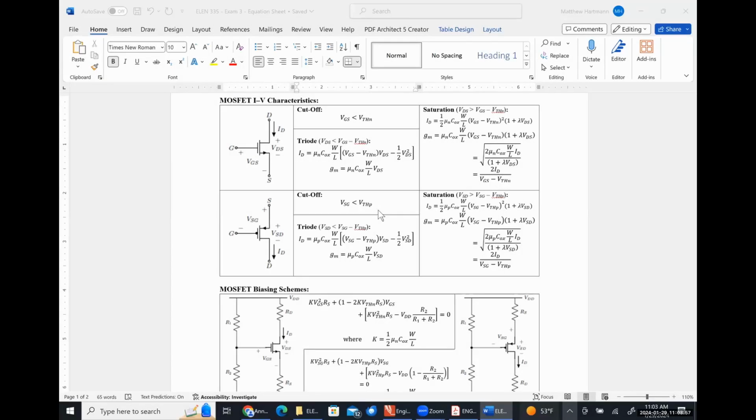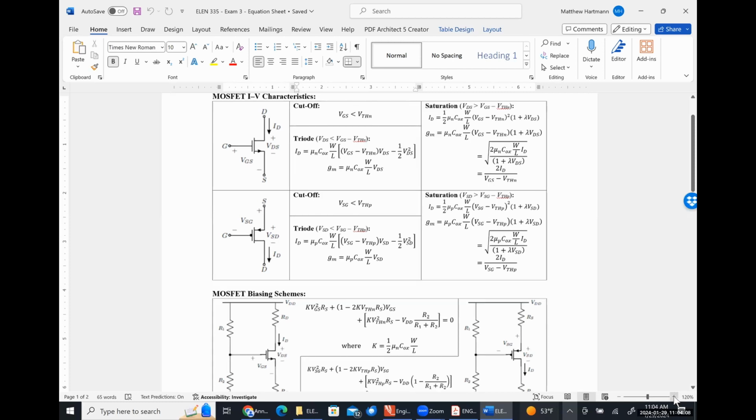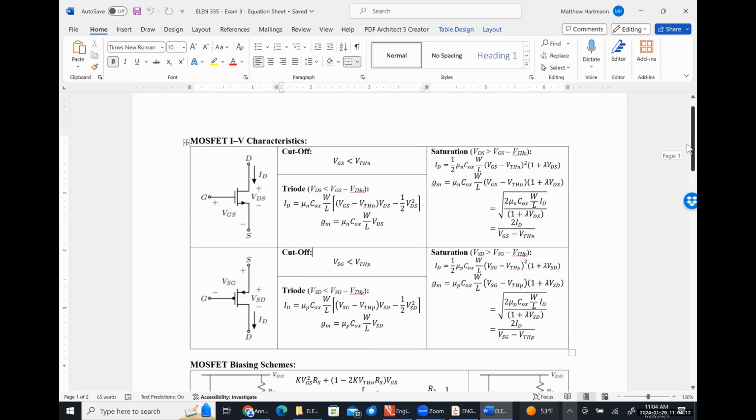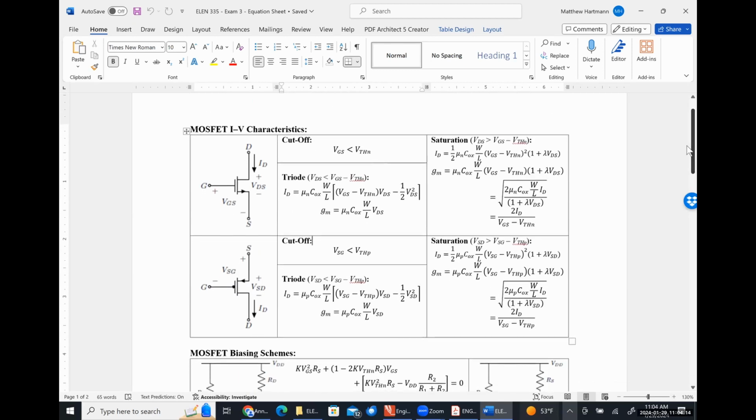A question was asked about what is going to be on the assignment sheet. So let me show you what I'm working with, and I know for a fact I need to fix some of this stuff. Up here on the top of this particular sheet, I have MOSFET current voltage characteristics.